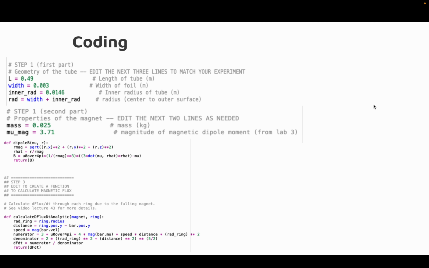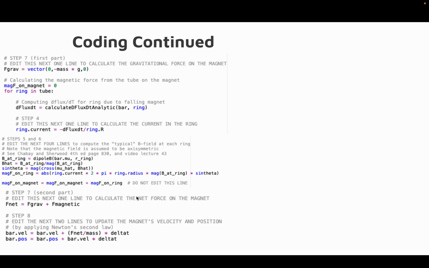As far as the coding goes, this code demonstrates how the value of the magnetic dipole moment mu impacts our results. We put in the values for L with the inner radius that were calculated, and from lab 3, the value of the magnetic dipole moment is 3.71. Then we calculate the dipole moment, we calculate the flux, and then the force of gravity, which points downwards. That's why it's negative mass times g, and then some other calculations to get the magnetic field.